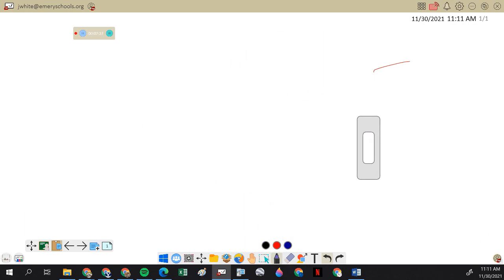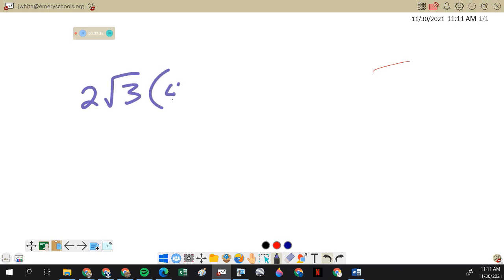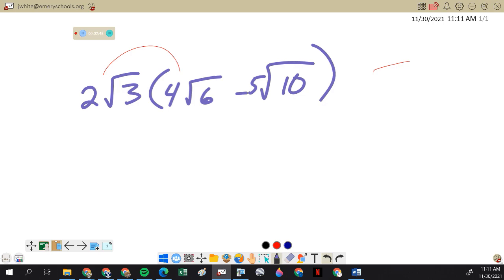All right. What if we had 2 root 3 times 4 root 6 minus 5 root 10? We're just going to distribute. Outside times outside is 8. Inside times inside is 18. Minus outside times outside is 10. Inside times inside is 30.